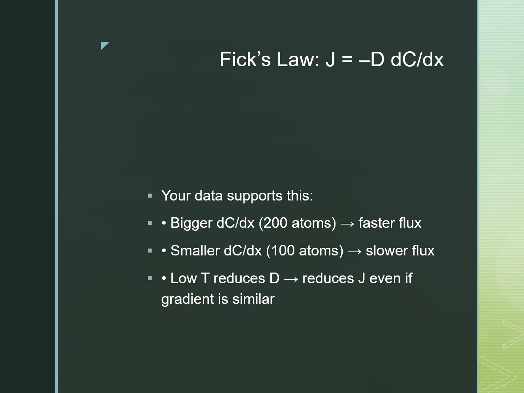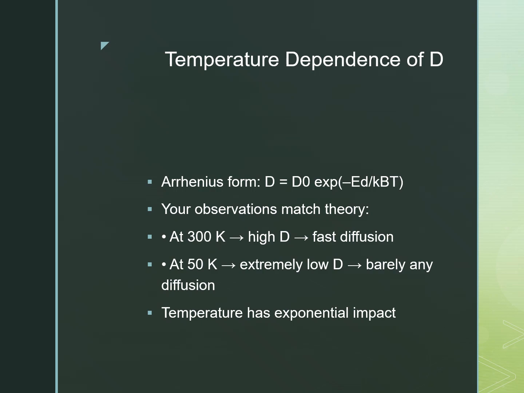The diffusion coefficient follows an Arrhenius-type equation. This means that temperature affects diffusion exponentially, not linearly. A small increase in temperature can cause a huge increase in D, and lowering temperature can almost freeze diffusion entirely. This is exactly what I observed when I compared 300 Kelvin to 50 Kelvin. Even though the number of atoms and the concentration gradient stayed the same between those 2 experiments, diffusion basically stalled out at the lower temperature.